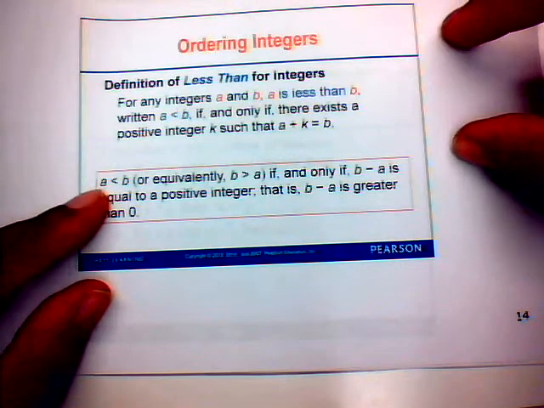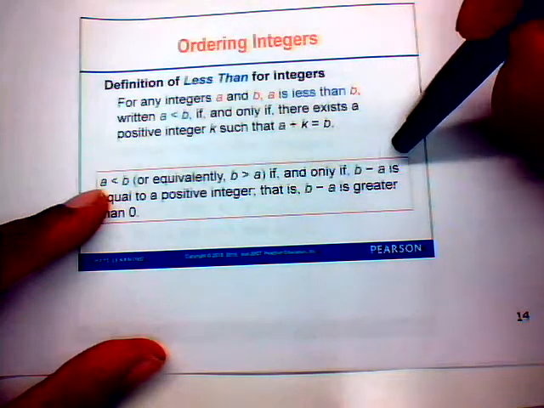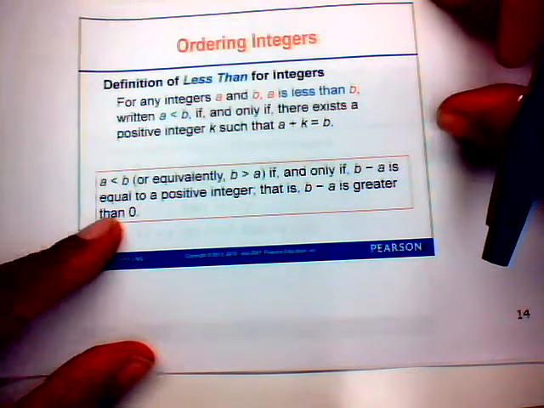And then a is less than b, or equivalently, b is greater than a, if and only if b minus a is equal to some positive integer. That is, b minus a is greater than 0.